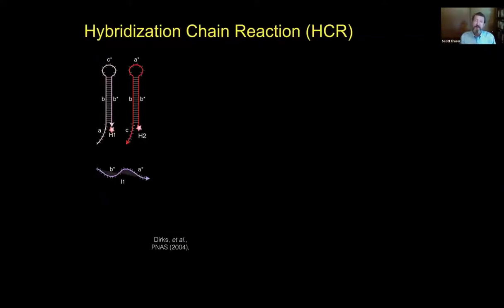What we wanted to do is to build something that would let us do this in a quantitative fashion. And luckily at Caltech, where we were at the time, there were people working on engineering DNA interactions. And the one that we decided to exploit is called the hybridization chain reaction. And we figured that that would allow us to do quantitative in situs. I'll show you just a little bit about that here.